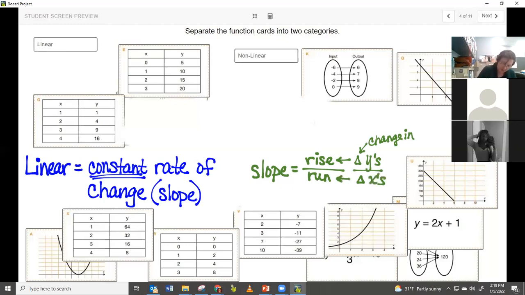So when I'm looking at a table of values, I can compare 2 ordered pairs, 2 points here. Let me pick a different color. And I will look at how much the Y's are changing by, how much the X's are changing by. So I want change in Y first. How much does the Y change by if it goes from 1 to 4?